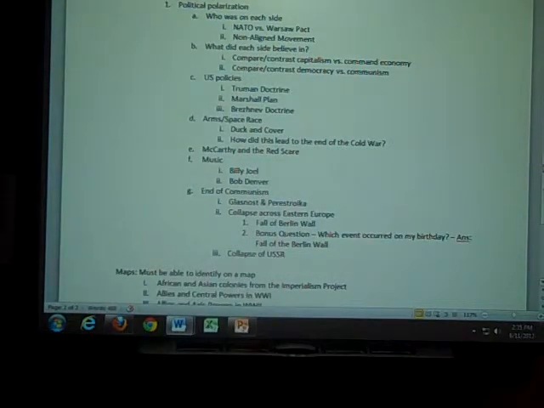The main parts about the Cold War is who was on each side, the fact that you had the US versus communists, and then you had that third world where you had countries that hadn't made a choice. We haven't talked too terribly much about capitalism versus command economy. We have talked about democracy versus communism. So the democracy versus communism would be what I would ask the question on.